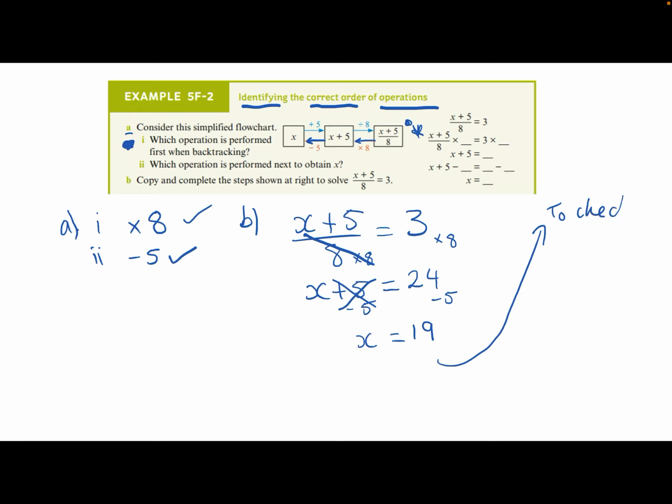So to check, let's substitute 19 into the original equation. Does 19 plus 5 divided by 8 equal 3? Well, 19 plus 5 is 24, divided by 8. 24 divided by 8 equals 3, and 3 does equal 3. So we did it correctly.